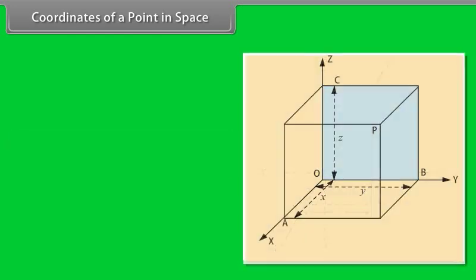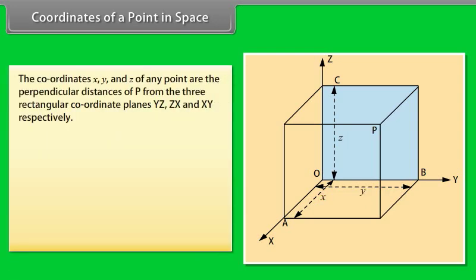Again, if we complete a rectangular parallelepiped through P with its three edges OA, OB, and OC meeting each other at O and OP as its main diagonal, then the lengths OA, OB, OC, that is X, Y, Z, are called the coordinates of the point P. The coordinates X, Y, and Z of any point are the perpendicular distances of P from the three rectangular coordinate planes YZ, ZX, and XY respectively.